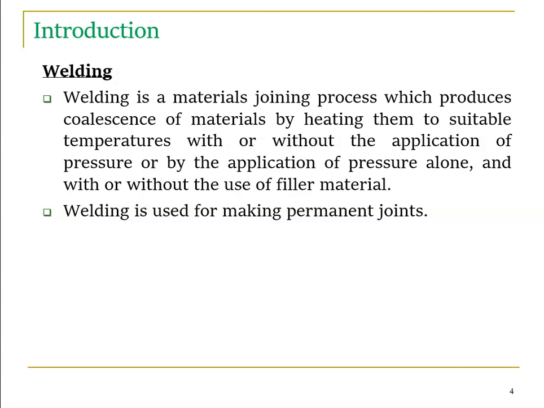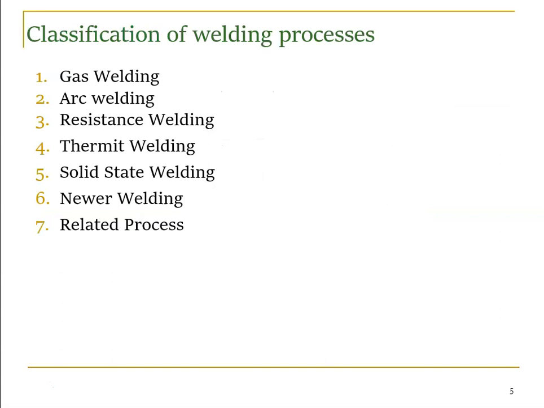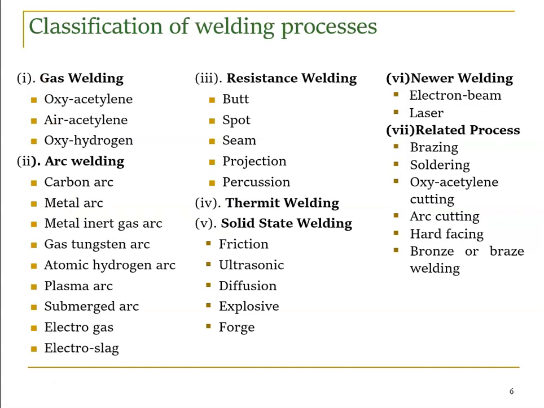The parent metal itself converts to a molten state, and we apply some pressure and allow it to solidify, and we will get the final product. This is the introduction part. So I hope we know that welding is a permanent joint. So these are the classifications we have. This is a sub classification. So there are 7 main categories: gas, arc welding, resistance, thermite, solid state, newer welding, and filter process.